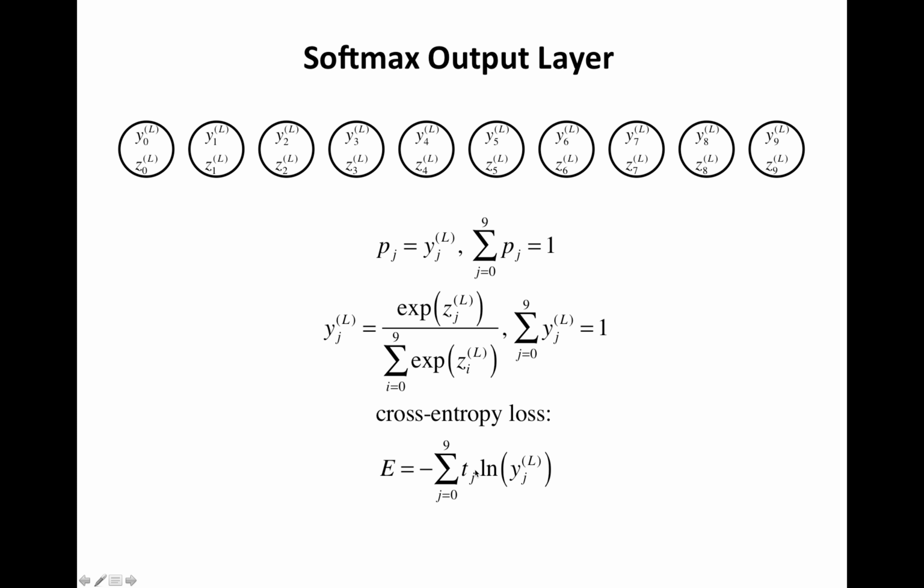So how do we actually quantify the difference between our output probability defined by the 10 y's and the one-hot encoding of the label defined by the 10 t's, a vector of 10 t's? We're going to use something called a cross-entropy loss. This cross-entropy loss is a concept from information theory.